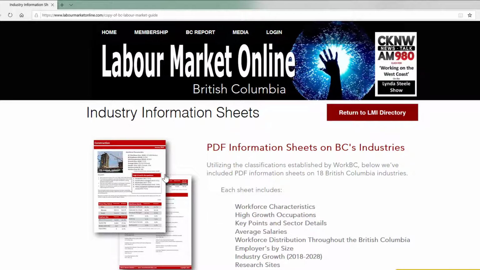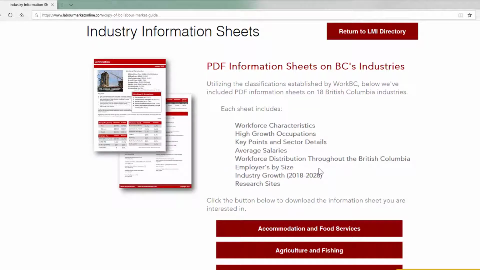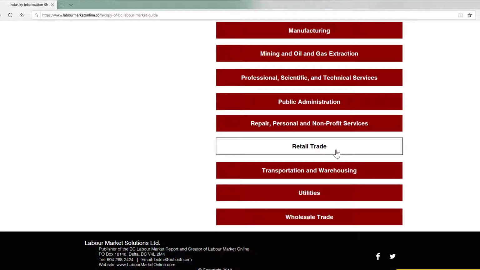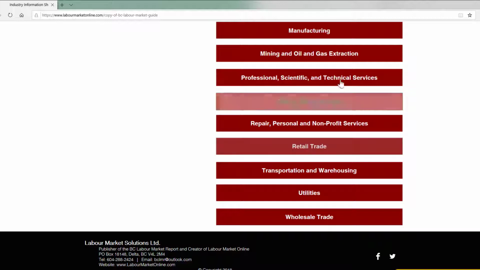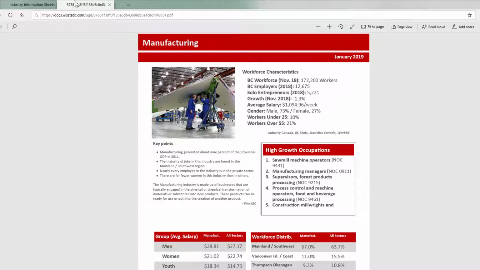We've produced profiles of all of the major industries in British Columbia, downloadable in PDF form. It includes workforce characteristics, high growth occupations, key points and sector details, average salaries, workforce distribution throughout BC, the average employer size, industry growth for the next 10 years, and research sites. By clicking on any one of these, a person can download those profiles and immediately have it on their computer or be able to print it out for someone. Here is an example of one of the profiles for the manufacturing sector.